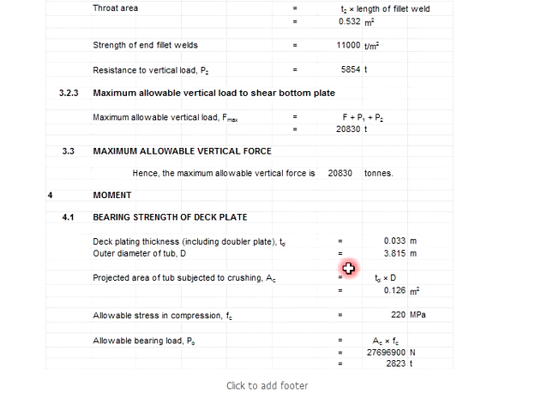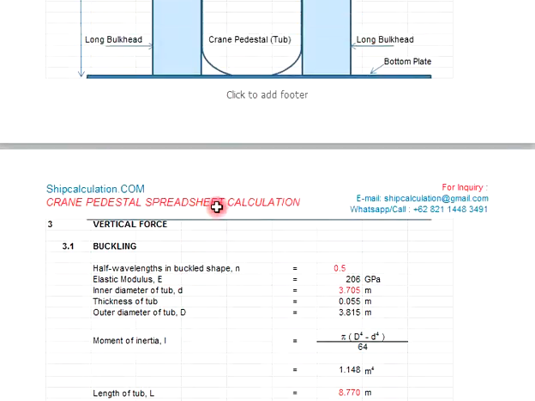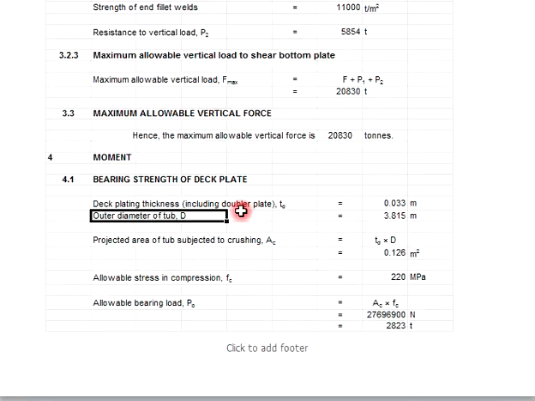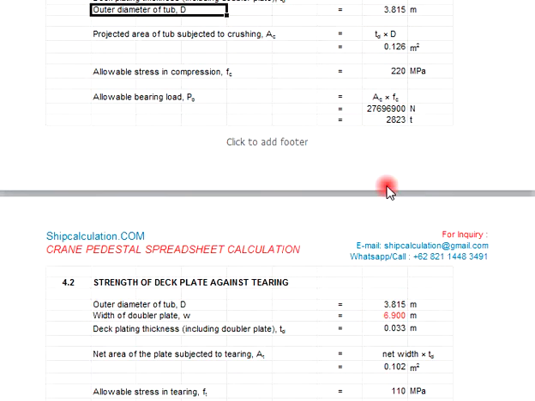And now we have to double check the moment. So the moment bearing strength of the deck plate, how much. This one also you don't need to change, because this one is an automatic formula. Like the outer diameter of the tube or pedestal, it comes from the calculation on top. The projected area also has a formula. Allowable stress in compression is also already a formula. Allowable bearing load also has a formula, so you don't need to change this one.